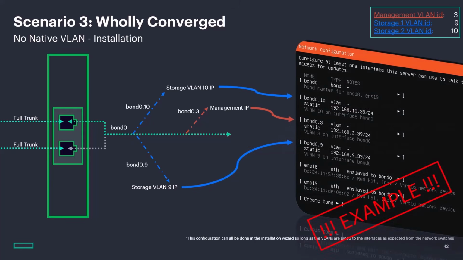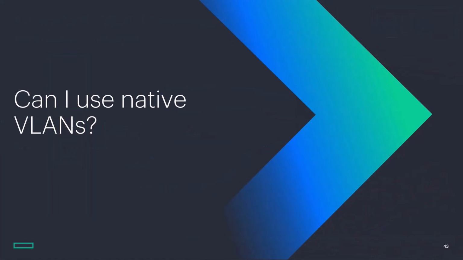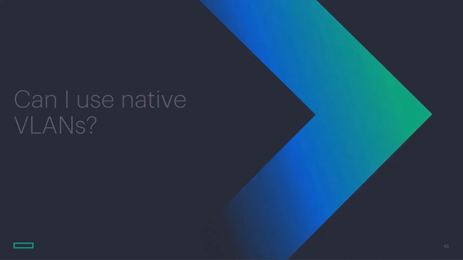Now you'll still IP things the same way. Each VLAN interface gets its own IP based on its need. So with this setup, what do you think? Can you use native VLANs? Well, the answer here is each switch port can only have a single native VLAN, so you could do a native VLAN for your management network if you want.